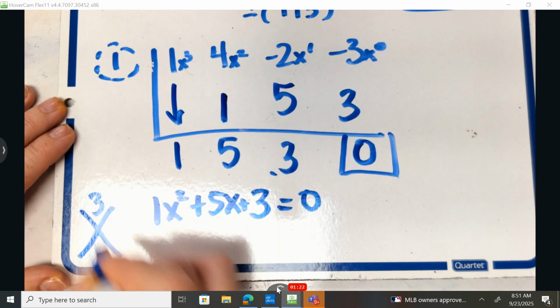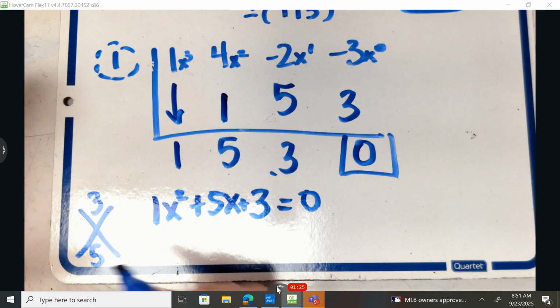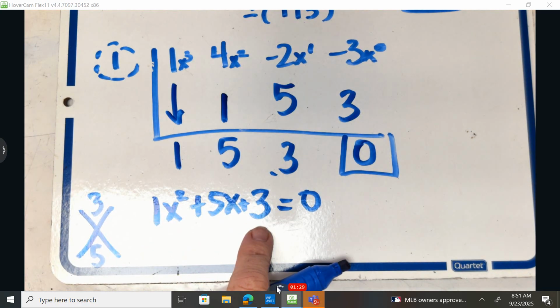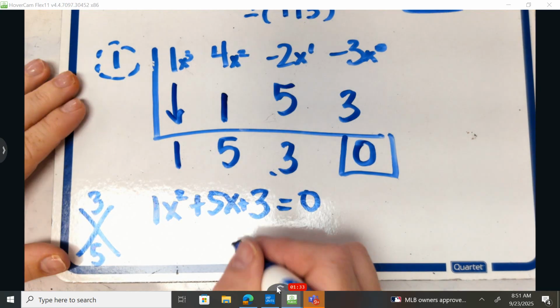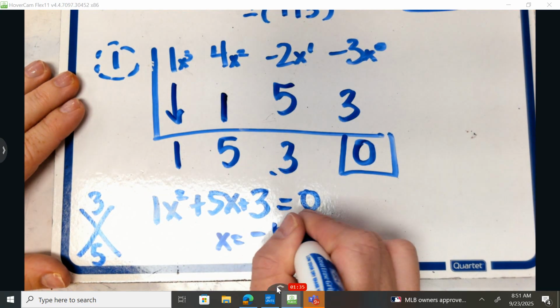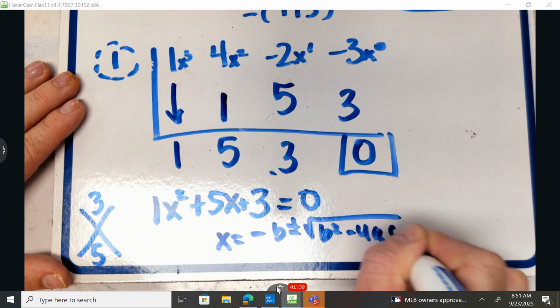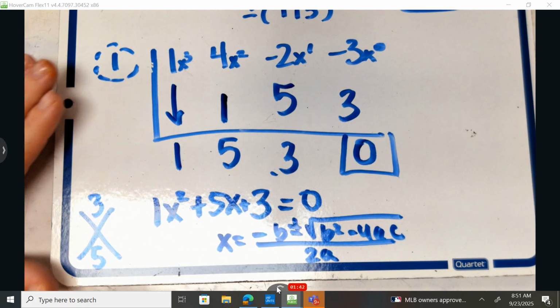But here's a problem I can already see. I don't know two numbers that multiply to give us 3 and combine to give us 5. It's not possible. Doesn't mean I can't solve this quadratic equation. It just means factoring doesn't work. So what do we do? Then you're going to rely on the quadratic formula where you identify your A, your B, and your C, and you plug it in. And so that's what I'm going to do next.